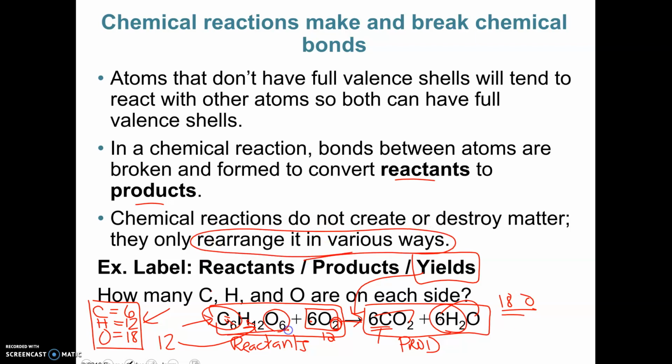What does happen in a chemical reaction, very important, is that the atoms do get rearranged. So on the left side, these are not the same molecules that we have on the right. This is actually glucose, which is sugar. This is oxygen, like what we breathe. This is carbon dioxide, and this is water. So our compounds changed, but the number of atoms didn't.